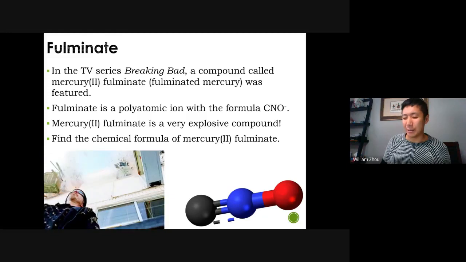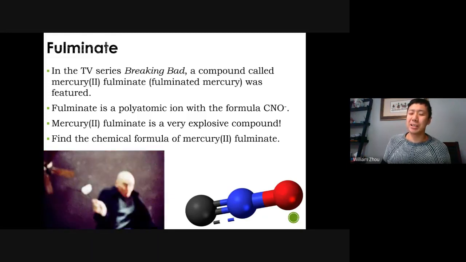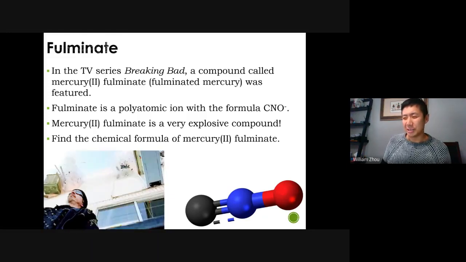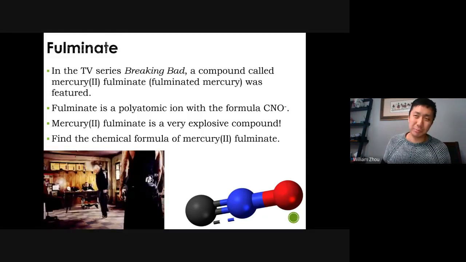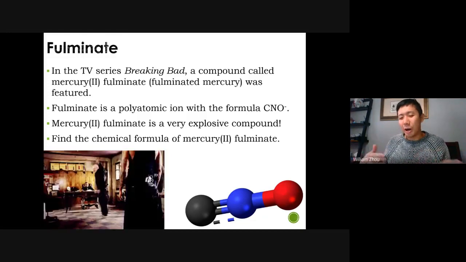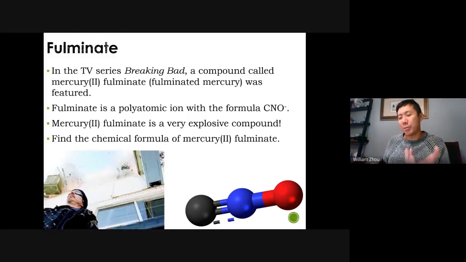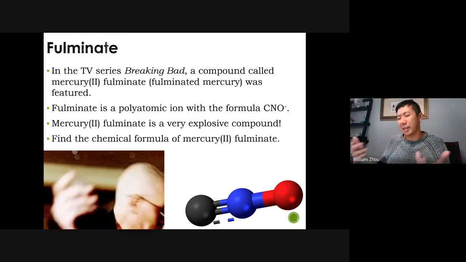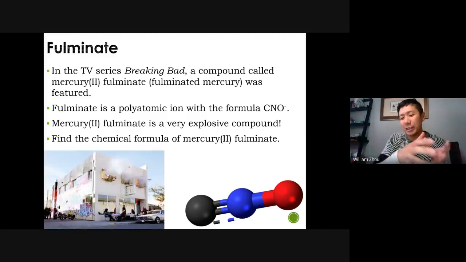That's accurate, except that mercury fulminate is not a crystal. It doesn't look like meth at all. It's just powdery. So I guess the show, well, he called it fulminated mercury with a tint of magic or something along that line. That means he did something to it to make it look like crystal meth.